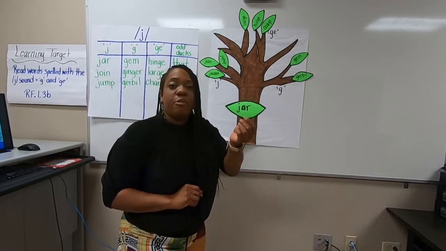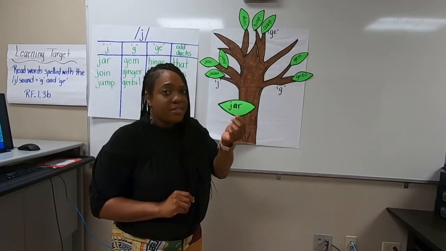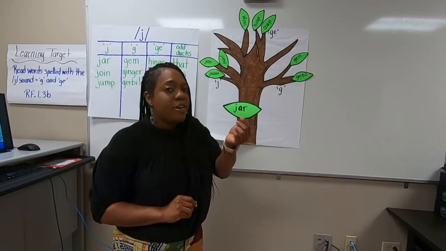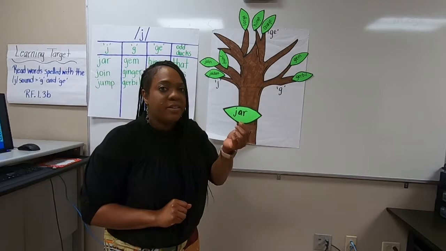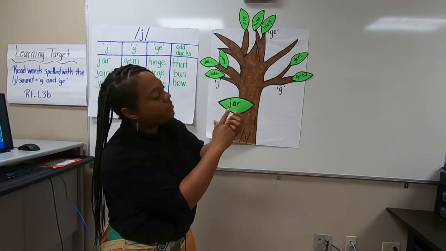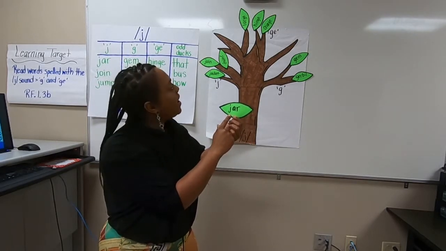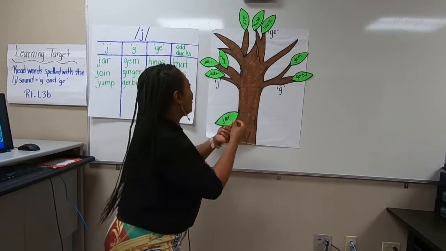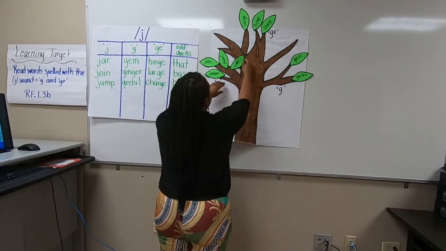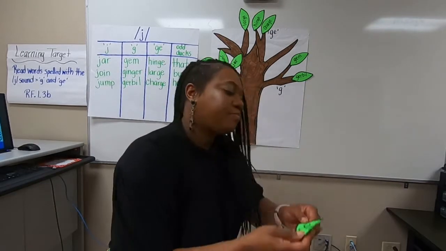Here is another word. This is jar. Can you say jar? J. Where do you hear the J sound? Exactly. You hear it at the beginning. Let's look at our letter, and it has the letter J. So it's going to go where? Letter J. Very good. You guys are doing great.